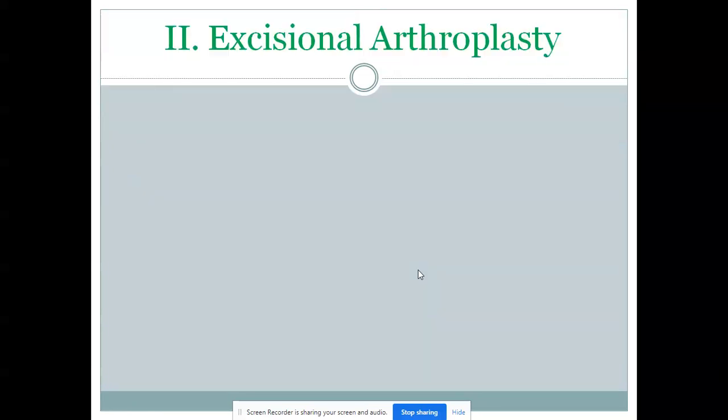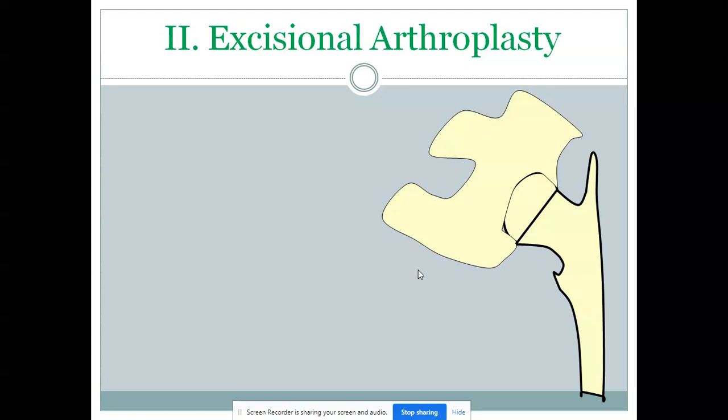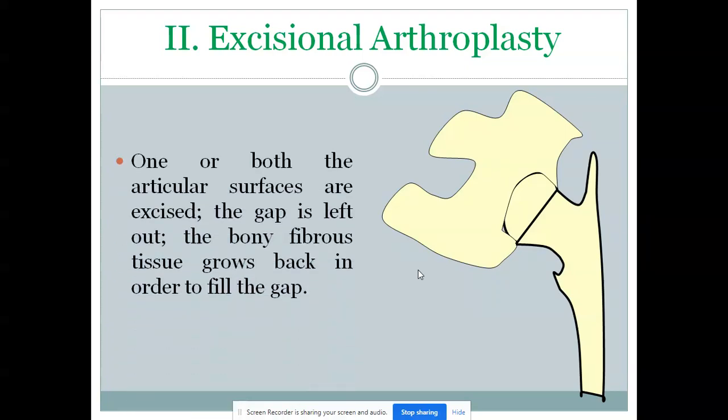Coming to excisional arthroplasty. As the name goes, something is cut, something is excised. Let's look at it. What is cut while we are performing arthroplasty? As the definition tells, one or both of the articular surfaces are excised. The gap is left out. The bony fibrous tissue grows back in order to fill the gap.